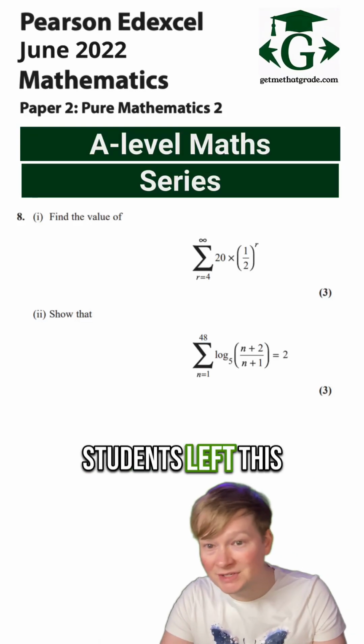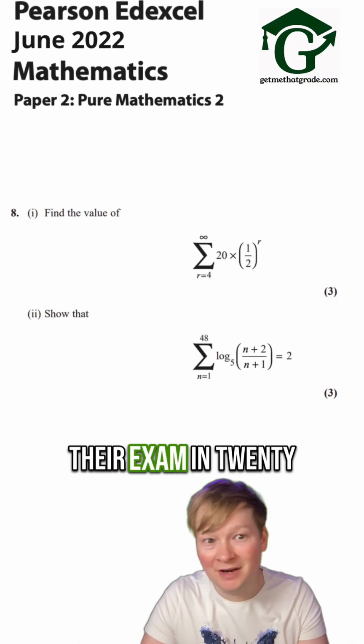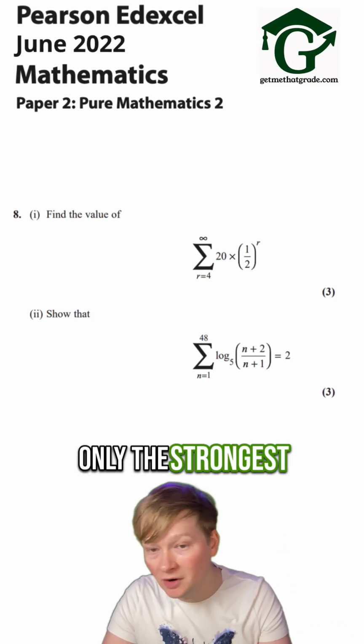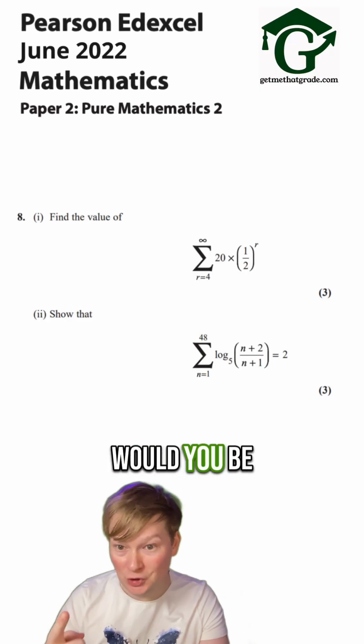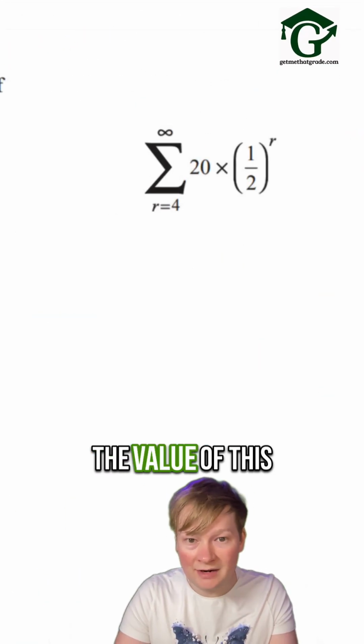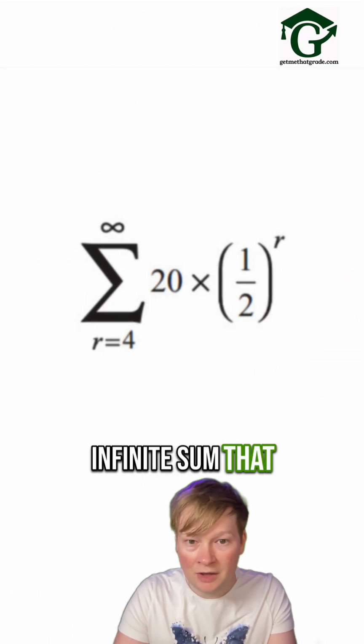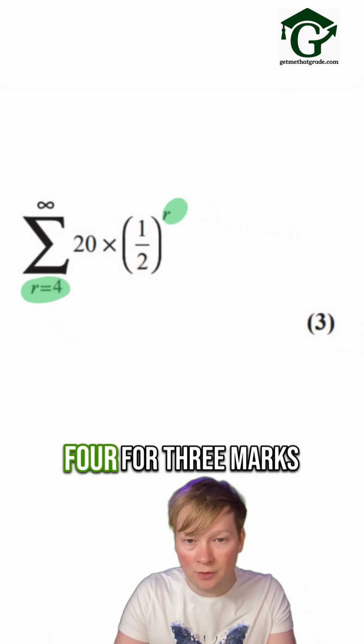Many A-level maths students left this entire question completely blank in their exam in 2022. Only the strongest students were able to answer part 2. Would you be amongst them? Part 1 says, find the value of this infinite sum that starts from r equals 4 for 3 marks.